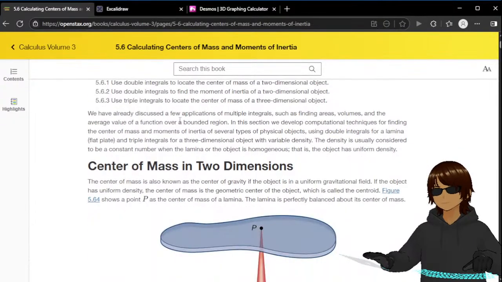We have already discussed a few applications of multiple integrals, such as finding areas, volumes, and the average value of a function over a bounded region. In this section, we develop computational techniques for finding the center of mass and moment of inertia of several types of physical objects.